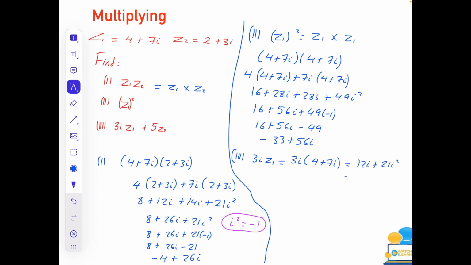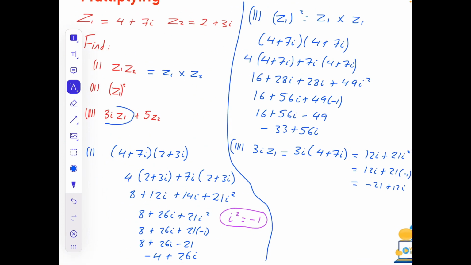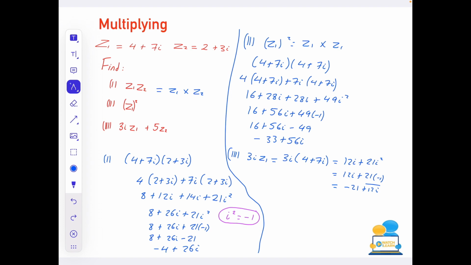plus 21i squared. What do we know about i squared? We change it to minus 1. So that's going to be minus 21 plus 12i. All I did here was take the first part, because there's a lot of work to be done before we can add them together. This is going to be important for later, so I'm just going to put a little box around it. We also need to find out 5 times z2.